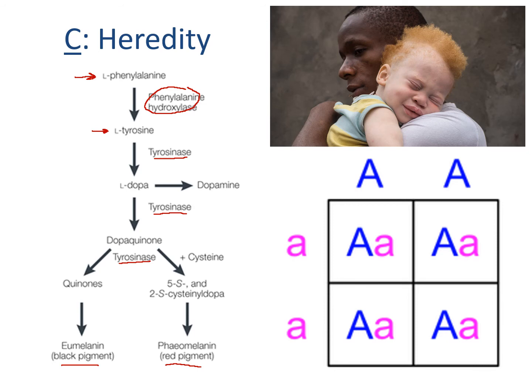Enzymes, remember, are used over and over again. Typically, you don't need a whole lot of an enzyme. So having two functional forms of the gene for the enzyme is fine. Having just one is fine. But if both genes that you got from both parents don't work, if they're both mutated, then you can't produce any tyrosinase and you can't produce pigment.